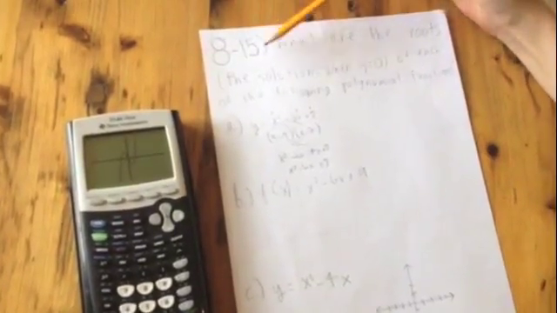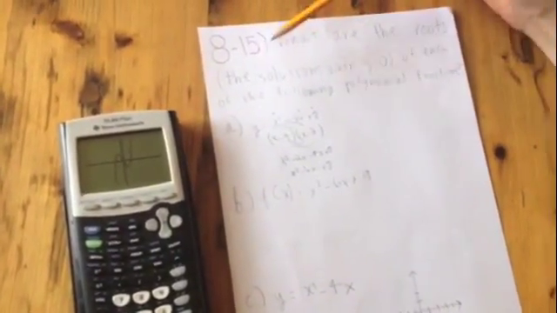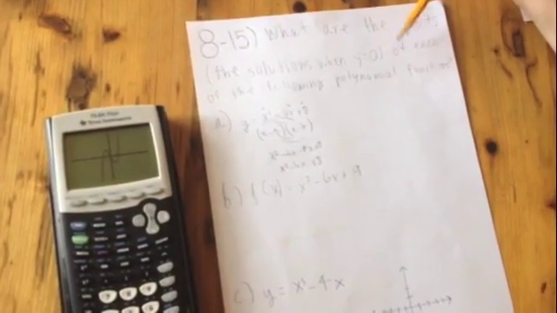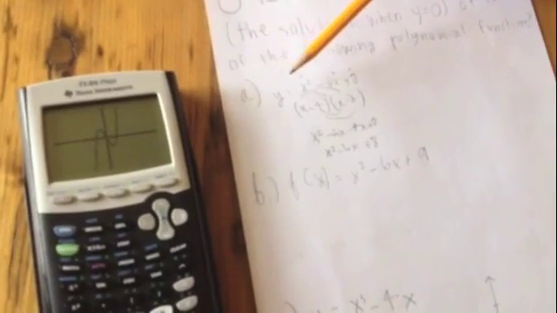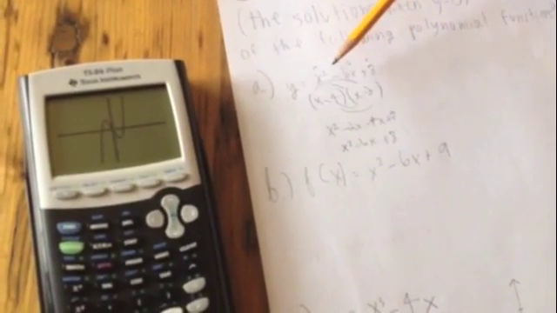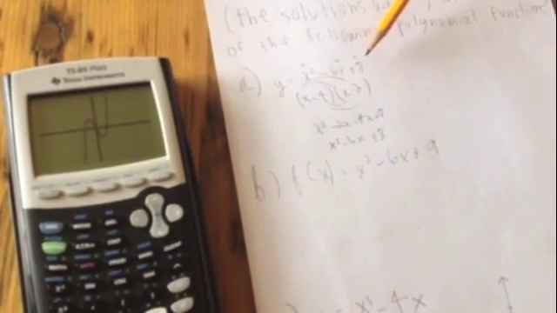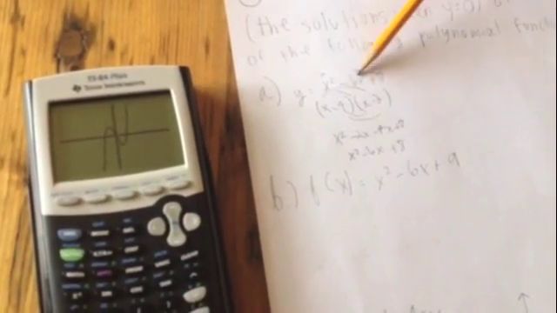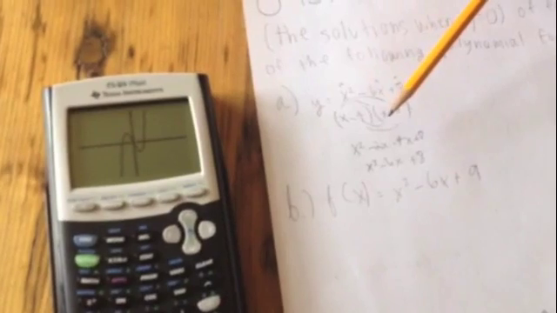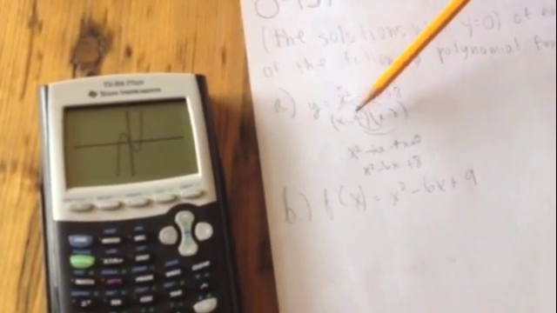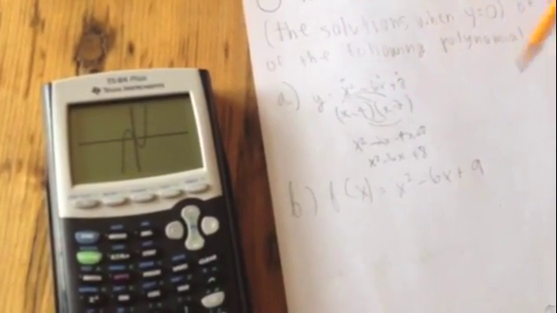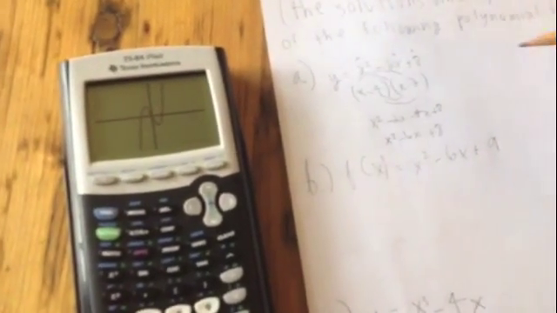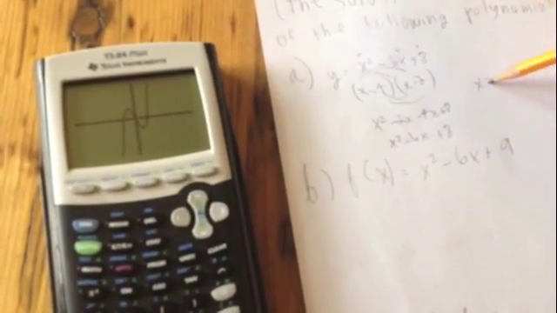In problem 8.1.5, we are going to find what the roots are, the solutions when y equals 0, of each of the following polynomial functions. For problem A, we can use this polynomial function to factor. When factoring, you want to get two numbers that multiply to be the c value and add to be the b value. One way to check if you have factored correctly is to refoil. As you can see, the roots of this problem are 4 and 2.